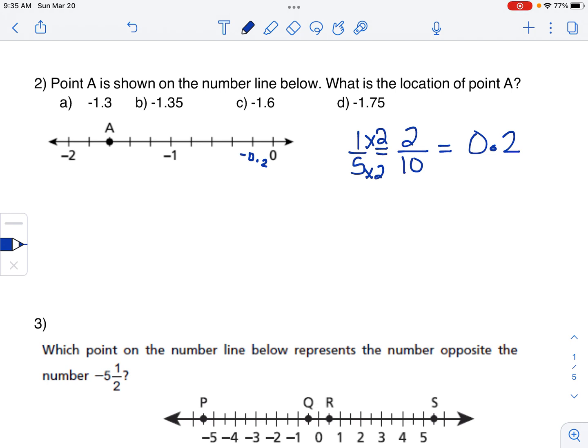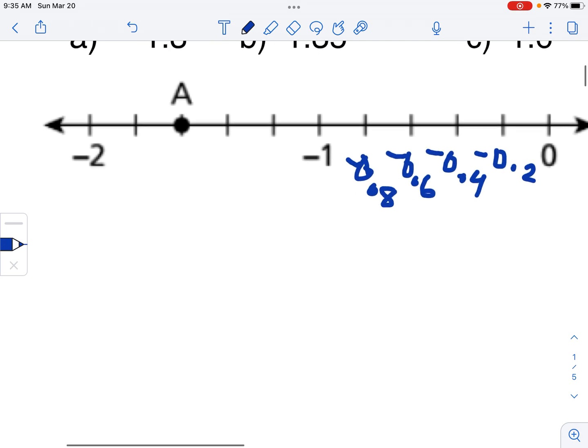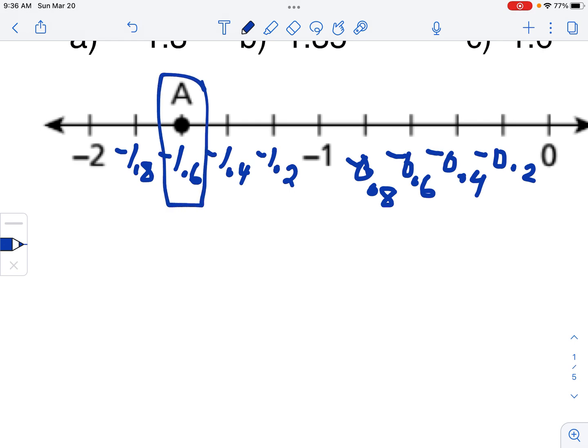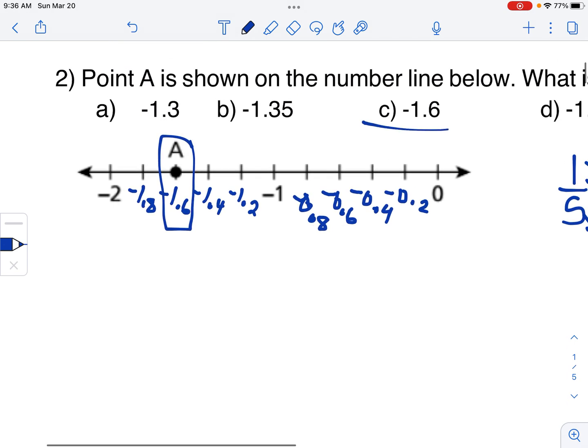0.2, that's a negative, negative 0.4, negative 0.6, negative 0.8. I apologize for the sloppy writing here. Let me zoom in here. Then we've got -1, -1 and 2 tenths, -1 and 4 tenths, -1 and 6 tenths, -1 and 8 tenths. So point A is at -1 and 6 tenths. That's choice C.